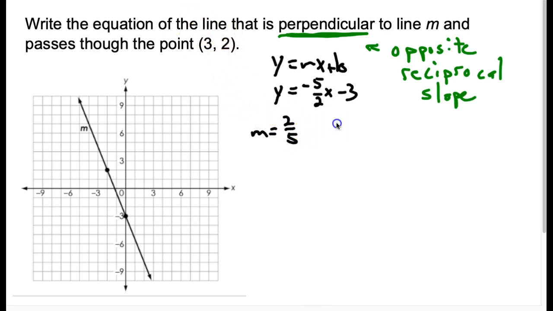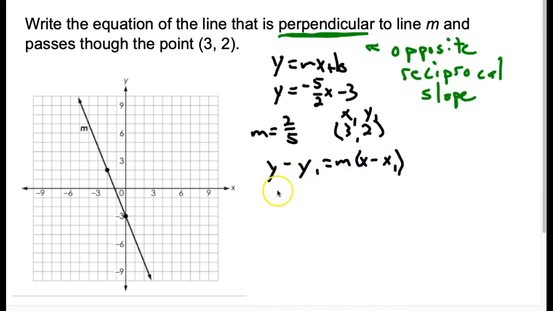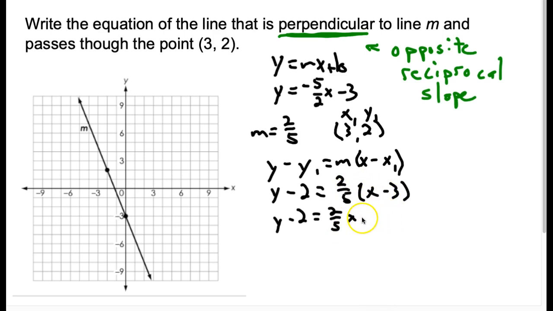I want my new line to go through the point (3, 2). So this is my x1, y1, and I'm using y minus y1 equals m times x minus x1. So I'll have y minus 2 equals 2/5 times (x minus 3). We'll start by distributing this 2/5 over here. So y minus 2 equals 2/5 x, and then 2/5 times -3.